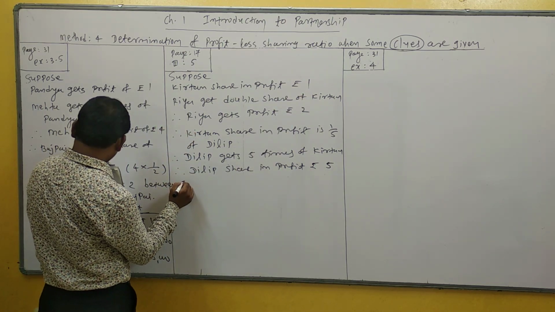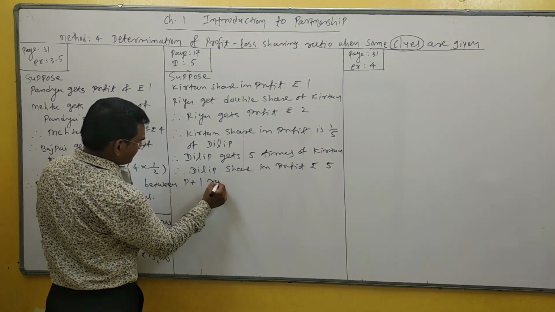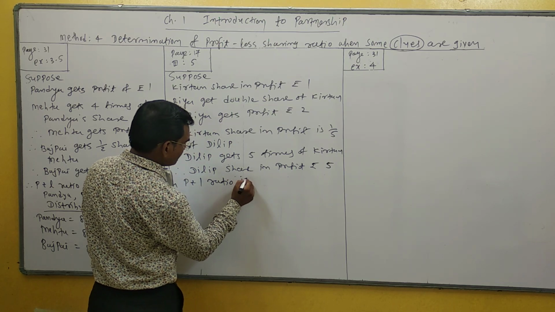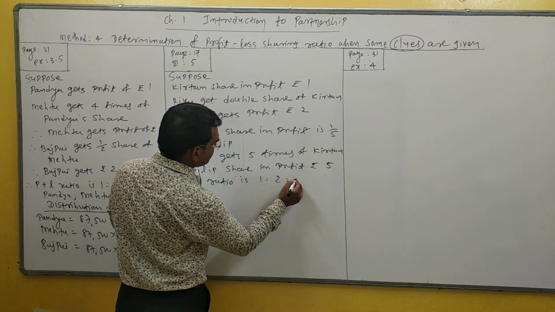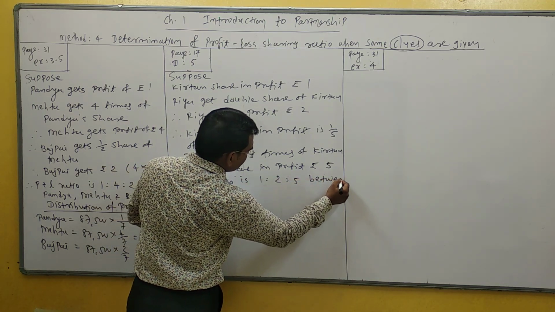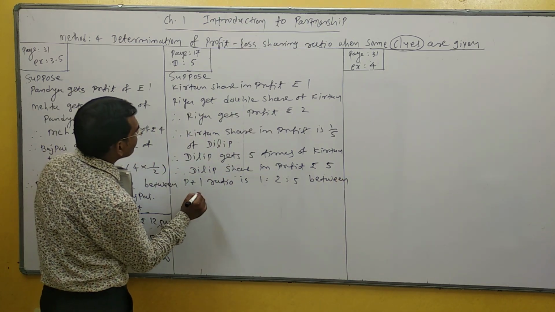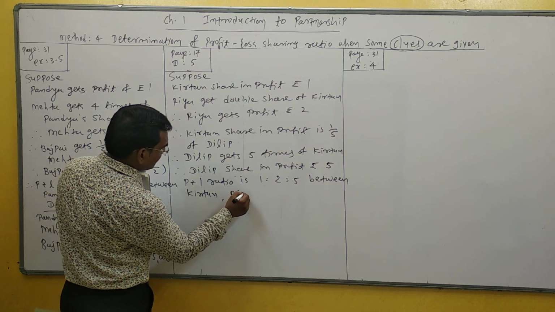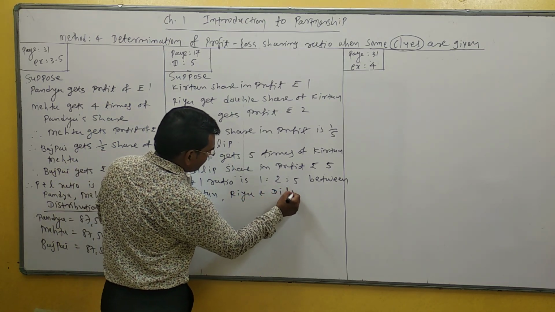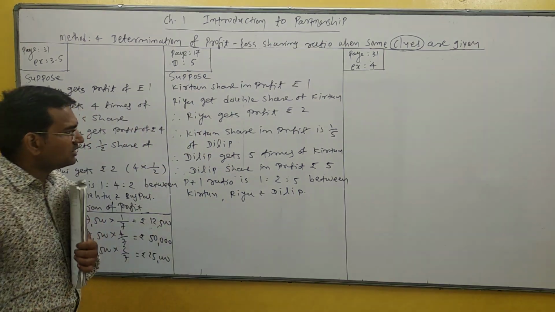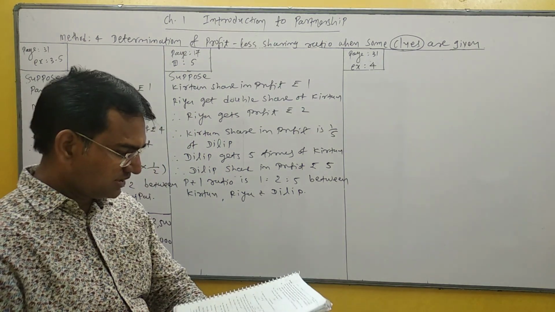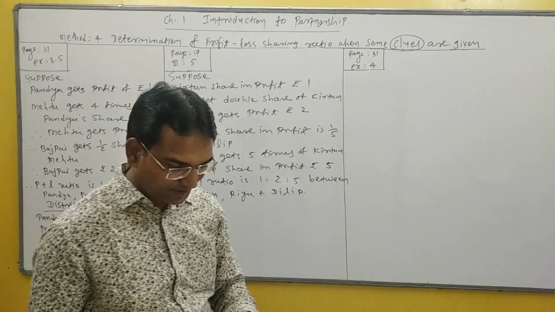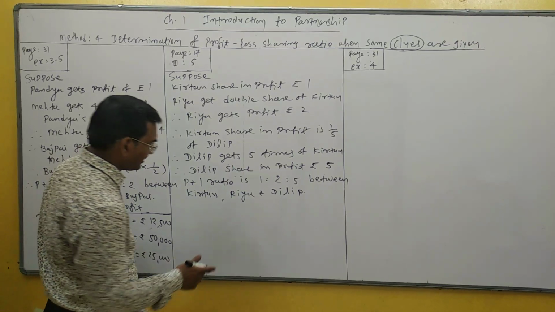So the profit and loss ratio is 1:2:5 between 3 partners. Who are the 3 partners? Kirtan, Riya and Dilip. Understand? Now divisible profit is divided between partners in the ratio of 1:2:5. What is the divisible profit? The divisible profit is 1,92,000.